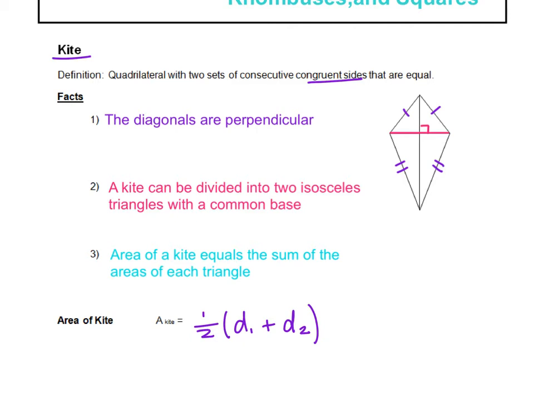So D1 is going to be this diagonal. So I kind of put it over here. It's going to go from the top to the bottom of your kite. That is D1. D2 is going to be the other diagonal. And it doesn't matter which one is which. So from here to there, that is D2. So the area of our kite is equal to 1/2 of the sum of your diagonals.